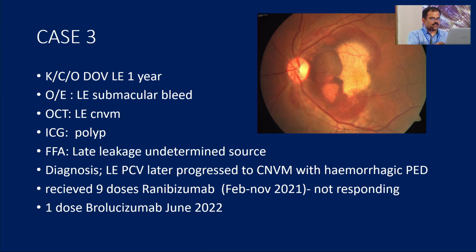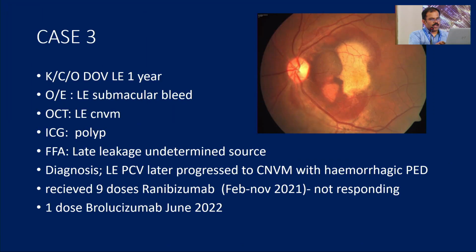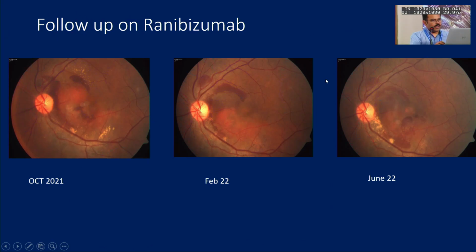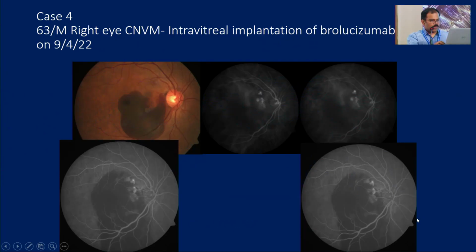Now, case number 3. Here is a submacular bleed, which has a fresh bleed as well as an old bleed, and there is a polyp on ICG and late leakage of indeterminate source on fluorescein angiogram. You can see the polyps here. Follow-up on ranibizumab, October 2021, February 2022, June 2022, showed no significant reduction in the hemorrhage or improvement in vision. Then we gave brolucizumab, and you can see the flattening of the large pigment epithelial detachment, which almost completely flattened, and vision improved to 6/9 with focal laser as well.